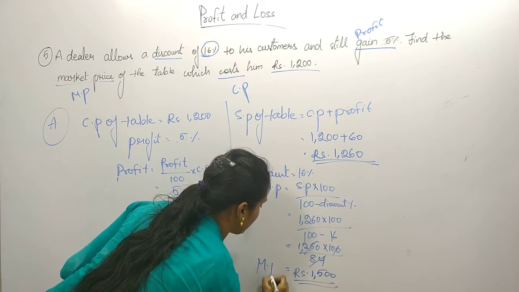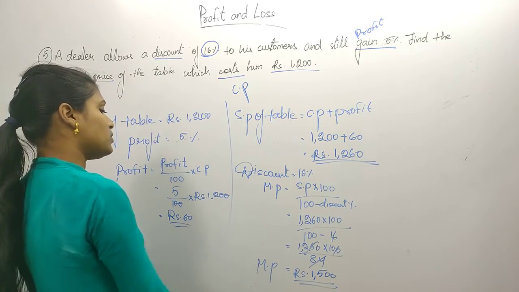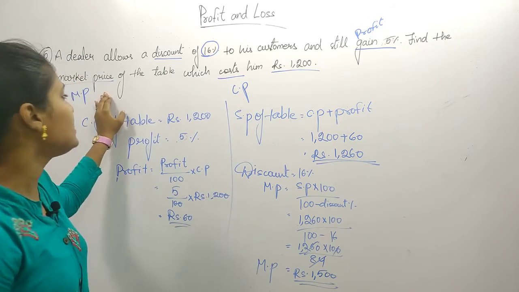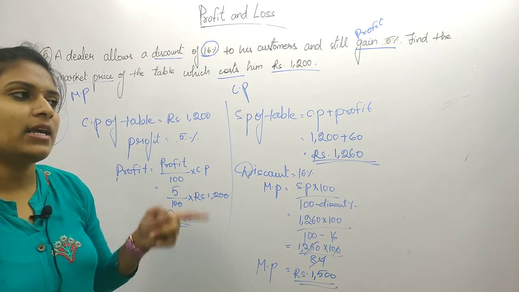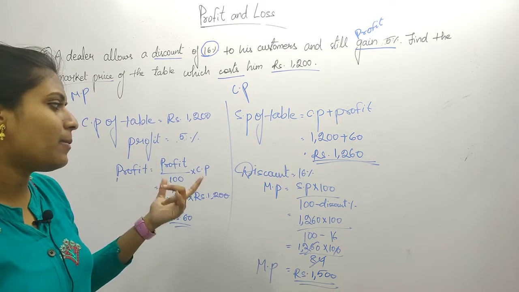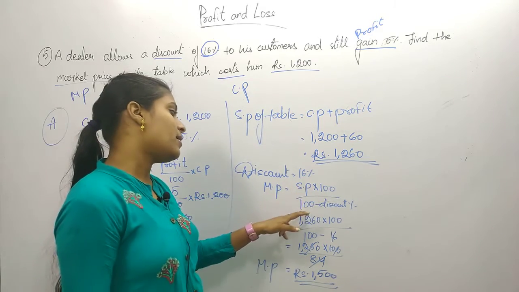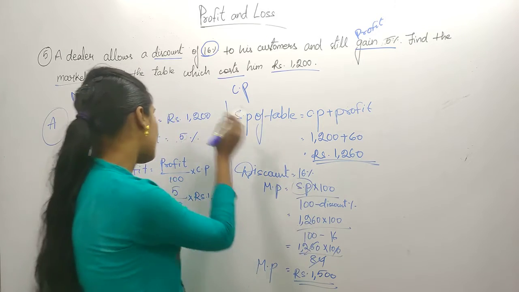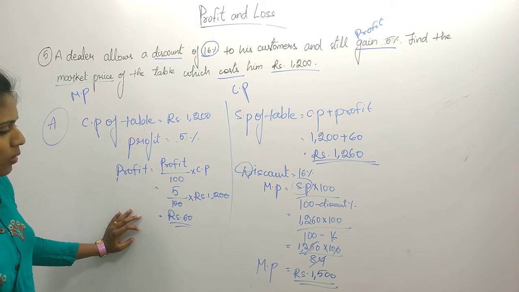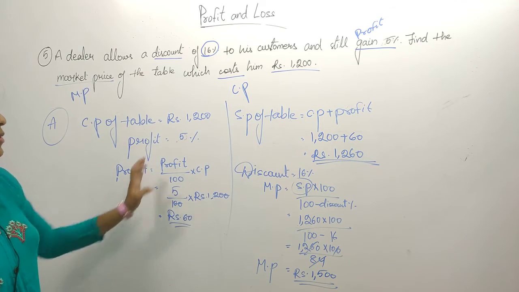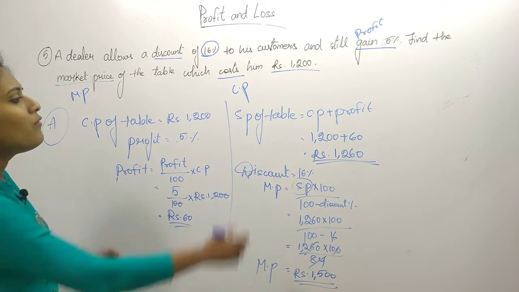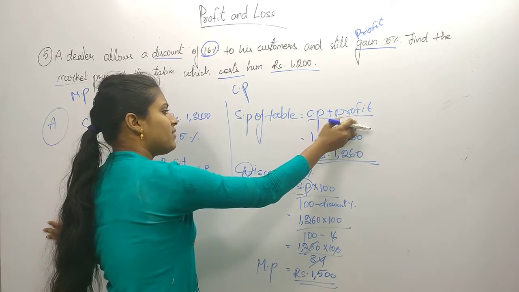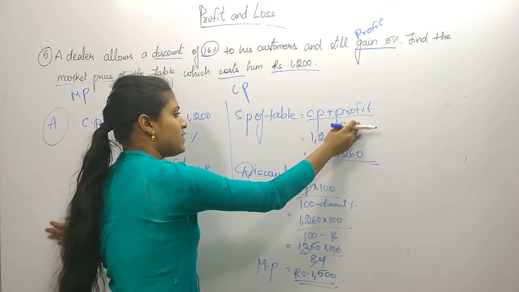He told us to find the market price. Whenever it is given in the question to find the market price, you must get an idea of what the market price formula is. Selling price into 100 by 100 minus discount percent. Selling price is not given, so we have to find the selling price. The selling price formula is cost price plus profit. Profit is not given, cost price is given, so profit also you have to find out.